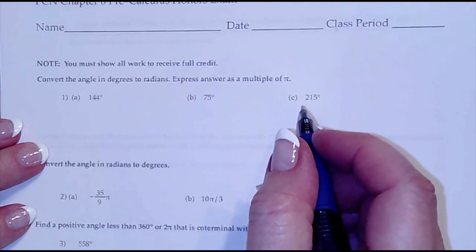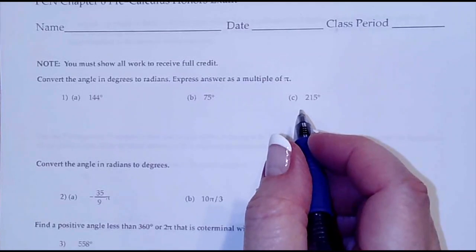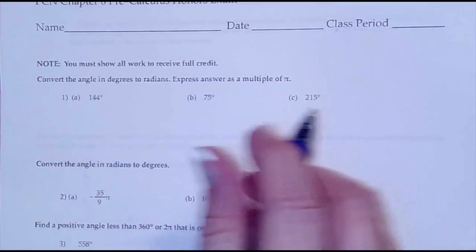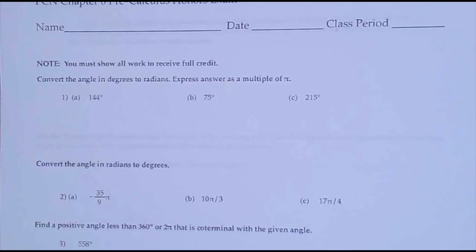So the first one, number 1, tells us in this problem that we want to convert the angle in degrees to radians. Express your answer as a multiple of pi. So that means that they want you to put it in exact form. They don't want it as decimal approximation. So we're looking for exact form, not decimal approximation.